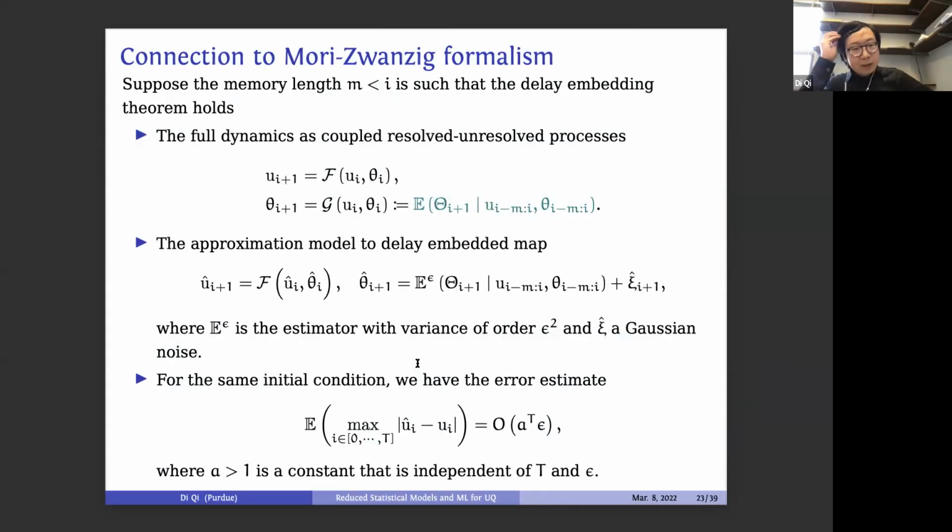And this can actually fit into the more general Mori-Zwanzig formalism. So just to put it in a more general way, we can decompose the system into a resolved process and an unresolved process represented by theta here.